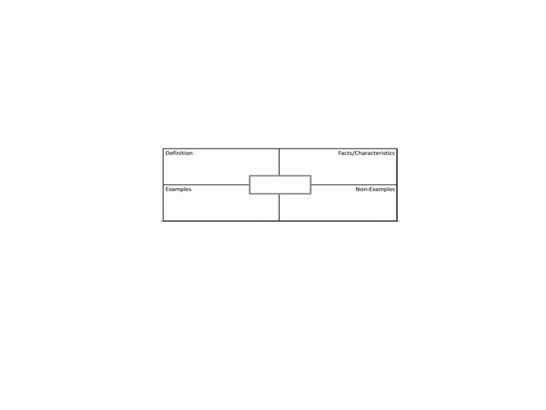So the first thing we're going to do, right in the center, we're going to fill in the word polynomial. I'll write a little bit big. Hopefully yours will fit in the box. And then over here on the left-hand side, we're going to fill in the definition and some examples. And then on the right-hand side, we're going to fill in facts and characteristics and non-examples.